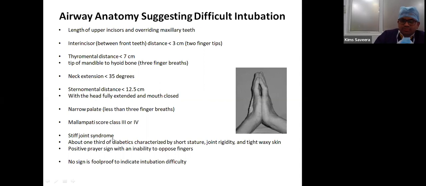And this is the stiff joint syndrome, which we commonly see in diabetic patients, where all joints become stiffened due to deposition of glycoproteins. A common sign we see is the prayer sign, where the joints are not able to approximate. It is called a positive prayer sign, where neck mobility will be difficult. By assessing all these things also, we can't say it is easy or difficult intubation. Even if we assess all these things and they are not present, it can still become a difficult intubation.